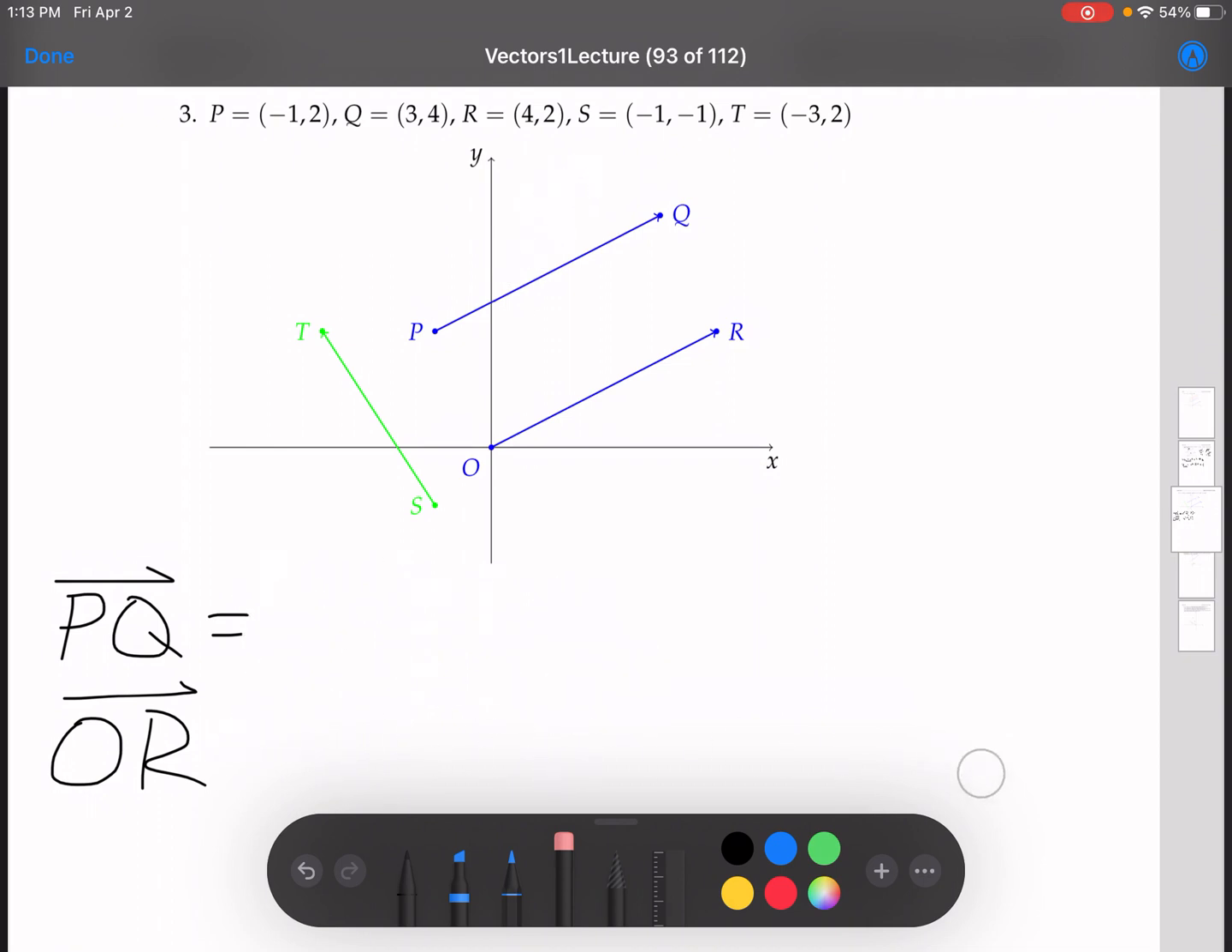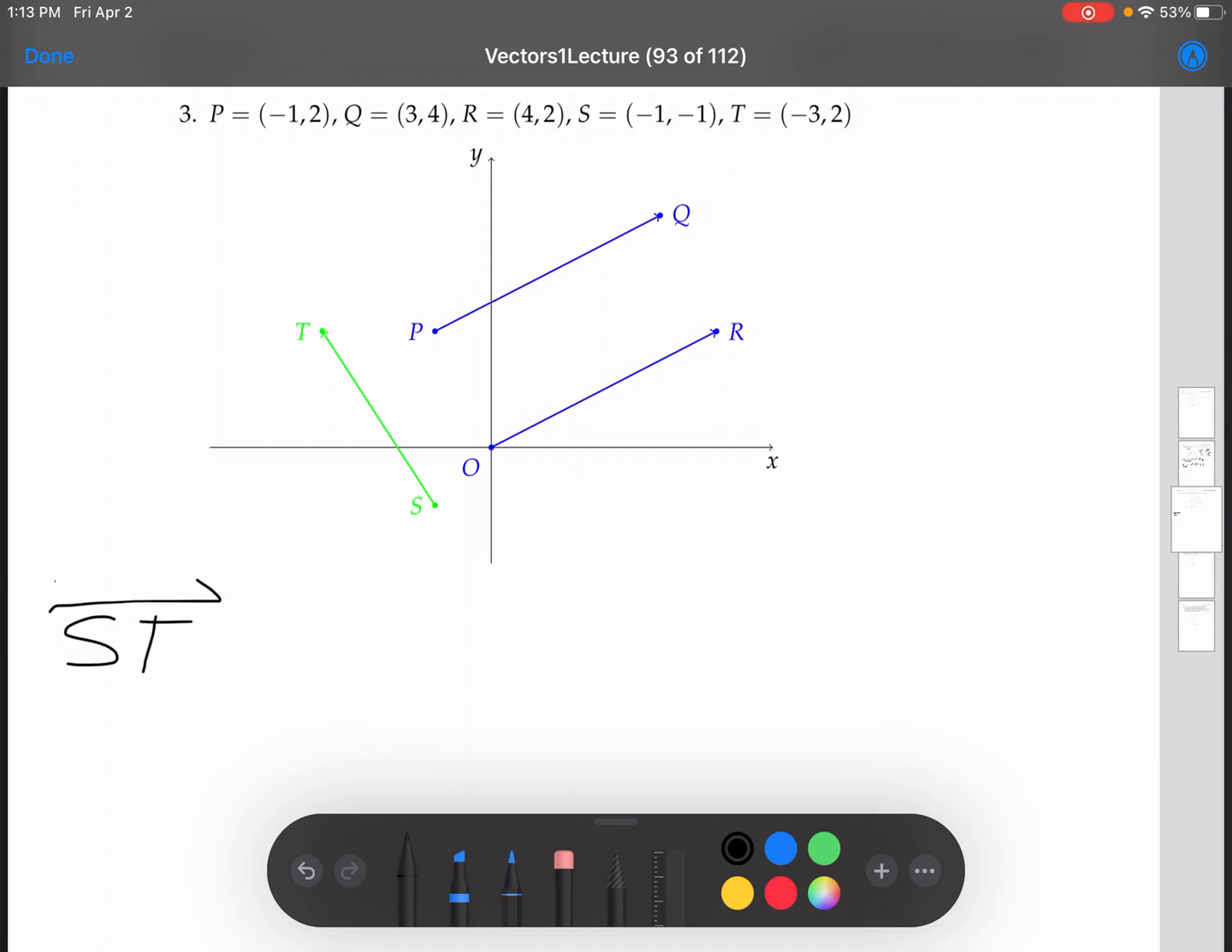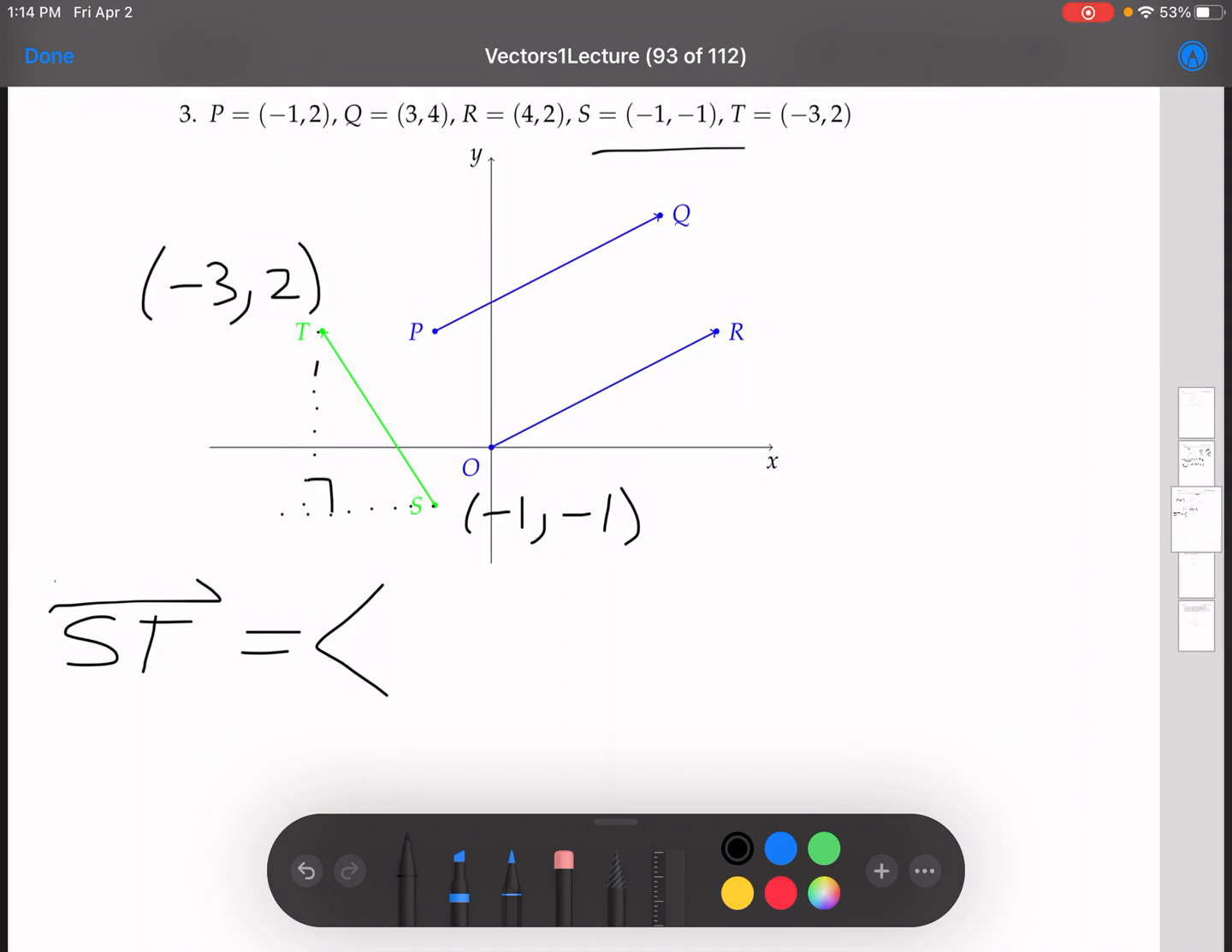Now let's find the component form of vector ST. Now, S is the point -1, -1, and T is the point -3, 2. And so here we're going to compute how far over, how far up. You could do this just by visualizing it, but you want to make sure that since we're moving in the negative, since we're moving to the left, that your overall answer is negative.